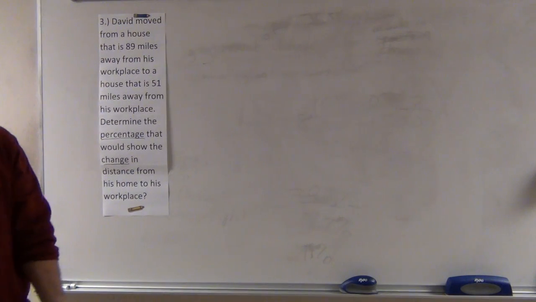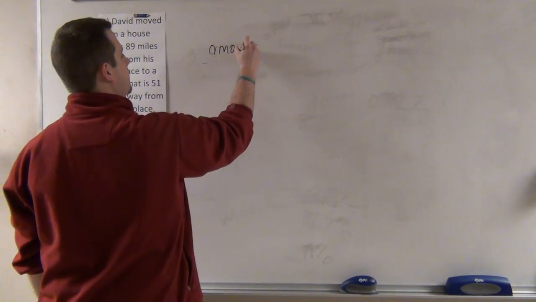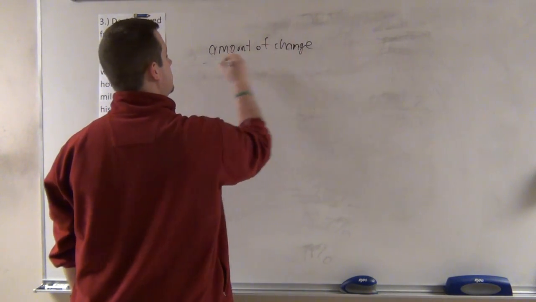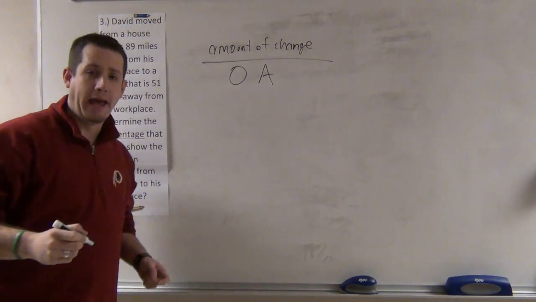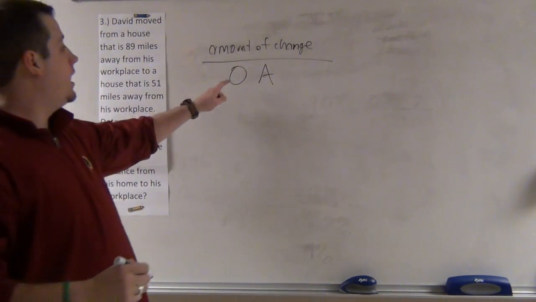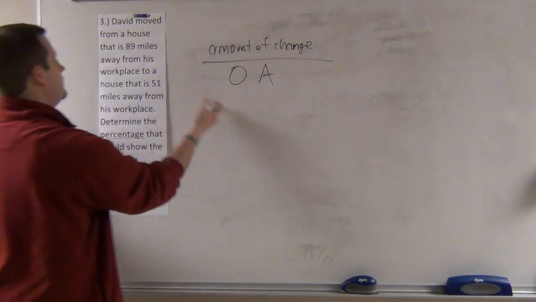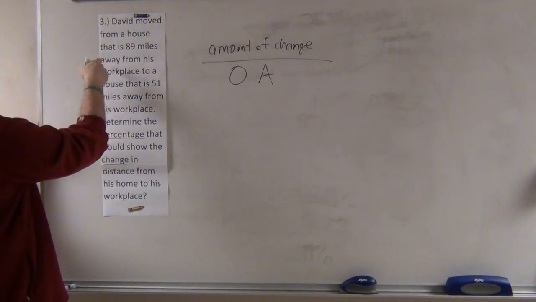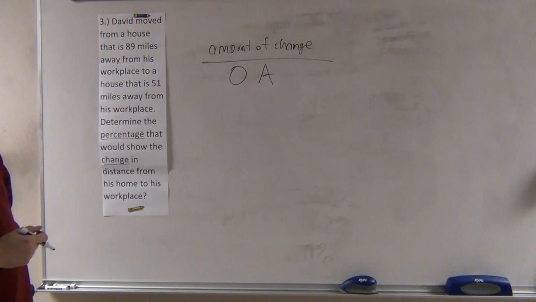The percent change is found by determining the amount of change divided by the original amount. We're going to call it OA. So the amount of change over the original amount. Well, how do we find the original amount? We've got to determine where he was to begin with. Was he 89 miles away from the workplace to begin with, or was he 51 miles from the workplace?